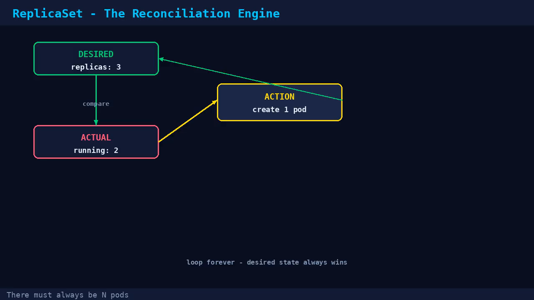Second, the ReplicaSet. Think of it as the reconciliation engine. Its entire job is to enforce one rule. There must always be n pods matching these labels. If a pod dies, the ReplicaSet creates a new one. If there are too many, it kills the extras. You usually do not create ReplicaSets by hand. Deployments create them for you.